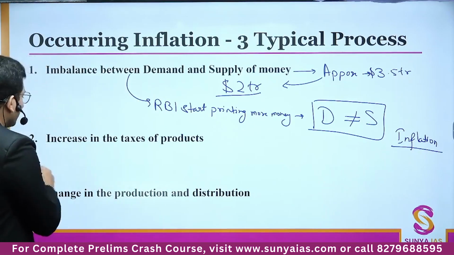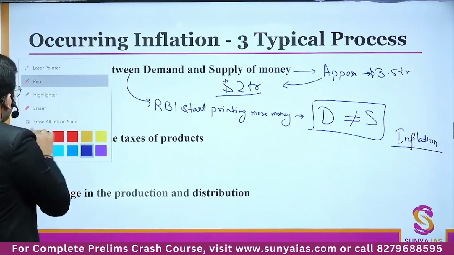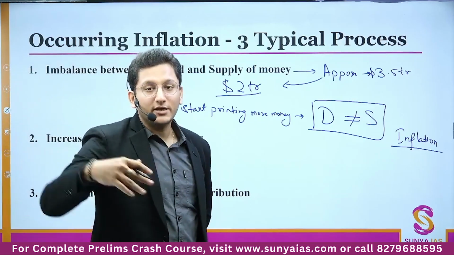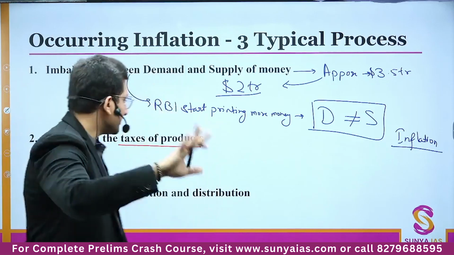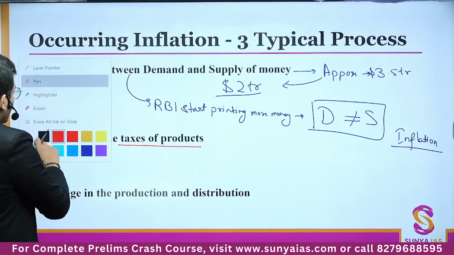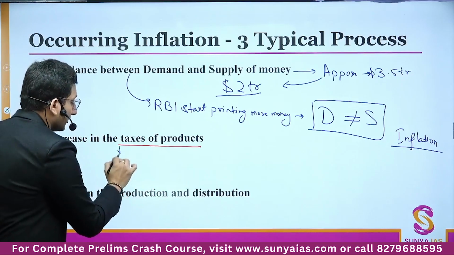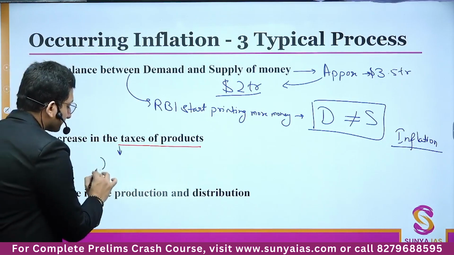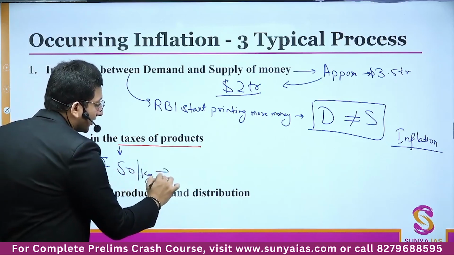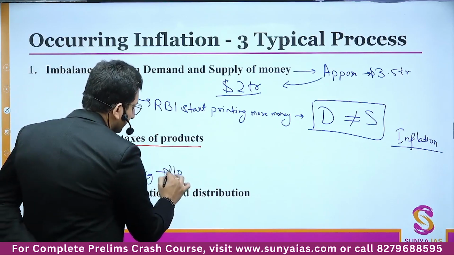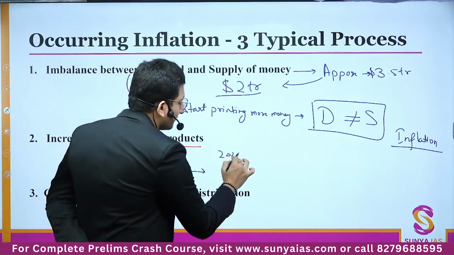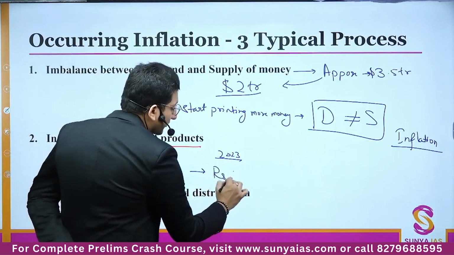Now the second one: increase in the taxes of a product. Here I am talking about a specific product, not all taxes, because when I am talking about all taxes it will go into the fiscal policy territory that we are going to understand, but here I am talking specifically about the tax on a particular product. Now let's see how this tax is going to affect inflation. Suppose you are buying mango at 50 rupees per kg, and the government imposed a tax of say 10 rupees. This was the cost in 2022, and in 2023, after the imposition of tax, you will see its price becomes 60.